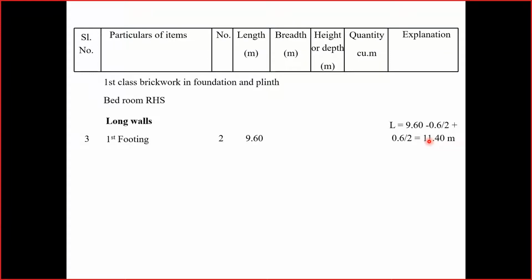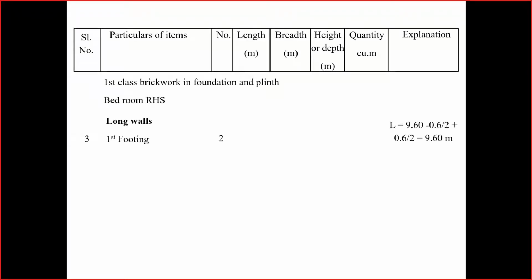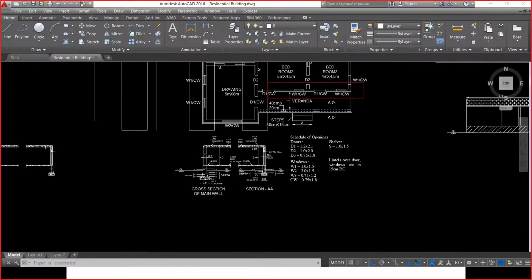Two numbers of long walls and the actual length is 9.6 meters. Yeah, here also I have made some mistake. It is 9.6 meters. Here also it is supposed to be 9.6 meters only. Two numbers and the length is already calculated, 9.6 meters. The width of the footing we have already considered in the calculation.